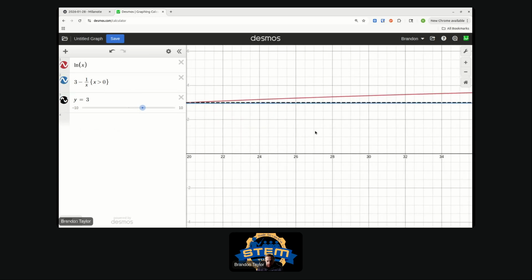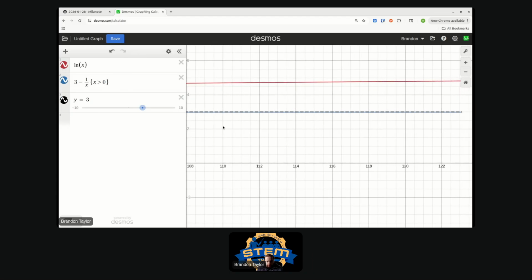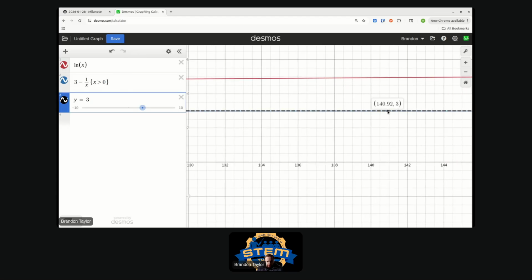If I keep going to the right, you can see what's happening. The red one slowly but surely goes up and up and up as I go to the right. The blue one does not. The blue one gets stuck. It's not actually at 3 right now, it's actually at like 2.999. It's just that the calculator can't really represent the difference because it's so small. That's what's actually happening there.